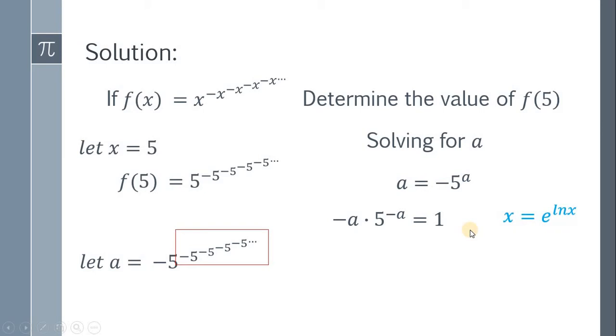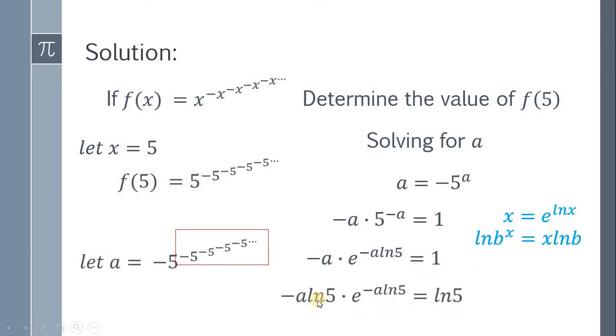So, we will use two laws. We have x equals e raised to ln x, and ln of b raised to x equals x times ln b. Applying those properties to 5 raised to negative a, we have negative a times e raised to negative a ln 5 equals 1. Next, multiply both sides by ln 5. We have negative a ln 5 times e raised to negative a ln 5 equals ln 5.